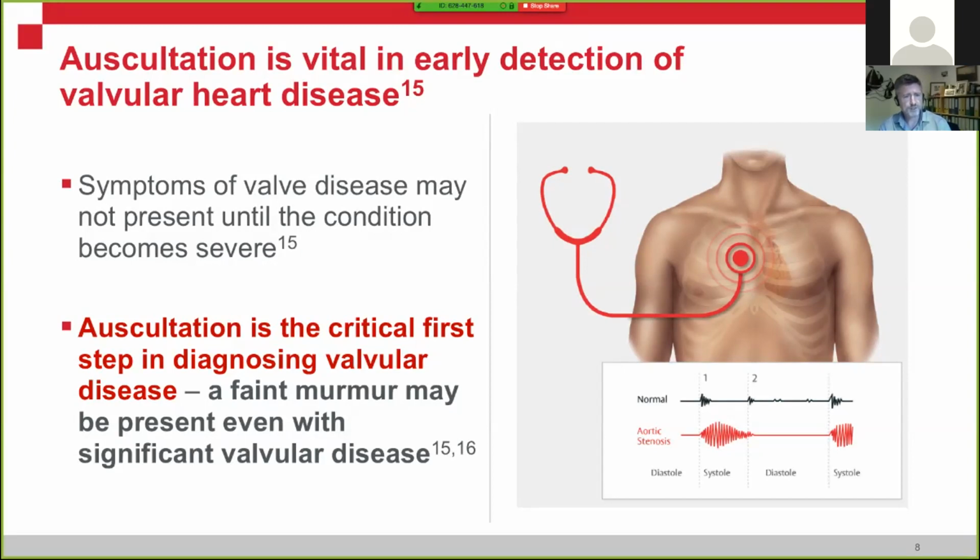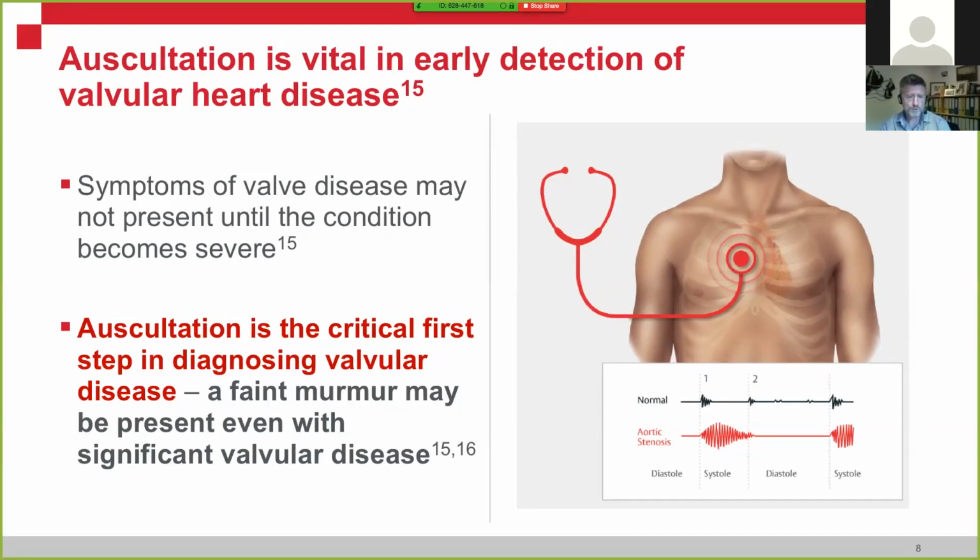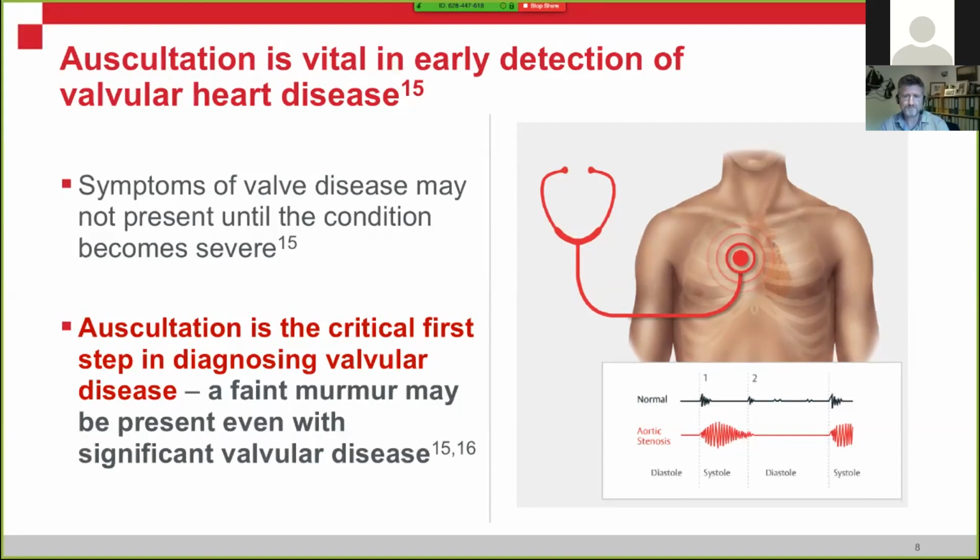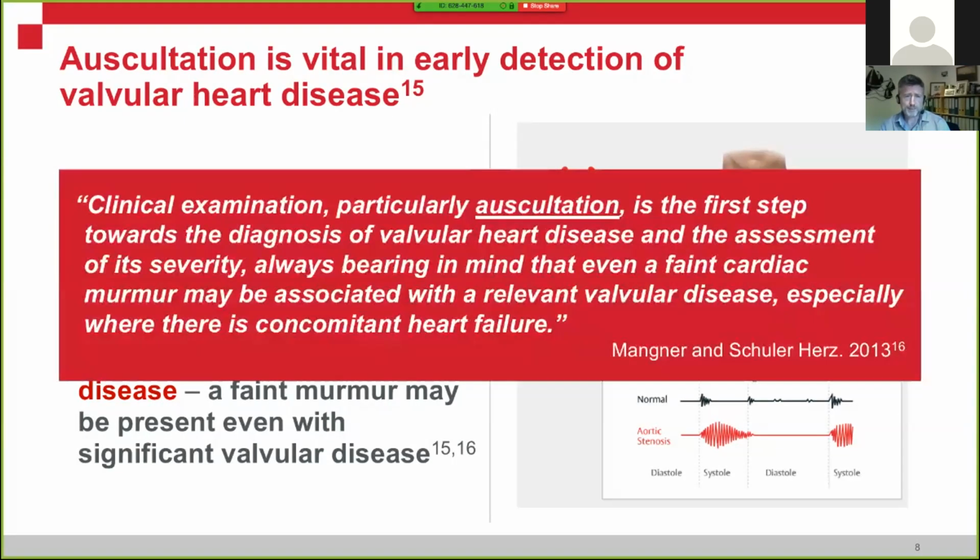Auscultation is the critical first step in diagnosing valvular heart disease. And again, we just always need to be aware that even a faint murmur may be present even with significant valvular disease, particularly in the context of LV systolic impairment. So clinical examination, particularly auscultation, is the first step and the most important step in terms of establishing the diagnosis.